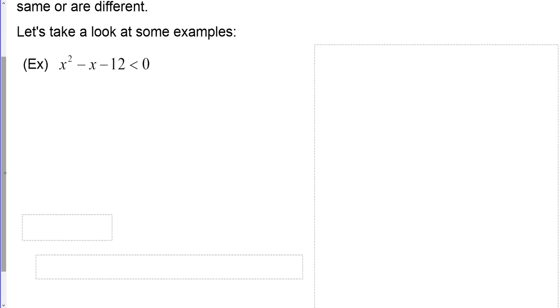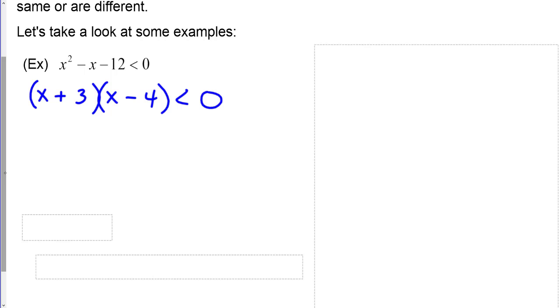Suppose I have the inequality x squared minus x minus 12 is less than 0. In order to solve this, what I need to do is factor this polynomial. And since it's a quadratic, it would factor into two terms, x and x. It looks like 3 and 4 are good possibilities for factors. If the 3 is positive and the 4 is negative, that should work out.